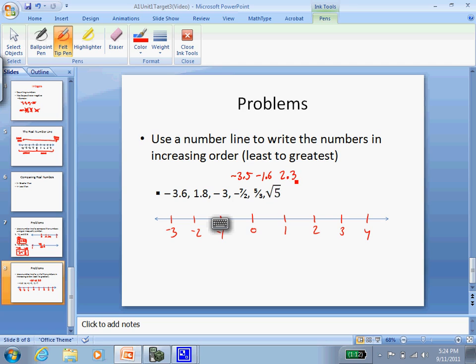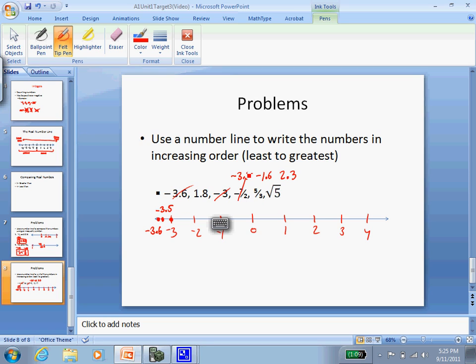Okay, so now it's time to find these. Negative 3.6, well, that's going to go over here. Okay, I keep looking. Oh, I see negative 3.5. And again, it's negative. The 3.5 is closer to 0 than the 3.6. So negative 3.5 will be next. It'll be to the right. And then I'm looking for negative 3. That one's next as I move to the right.